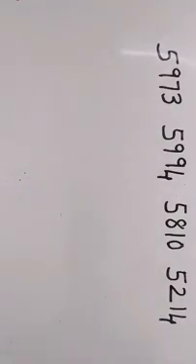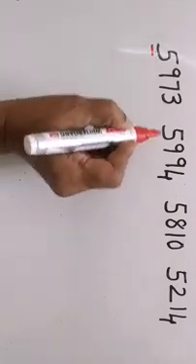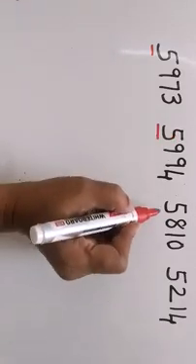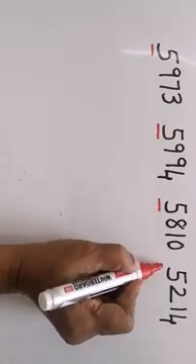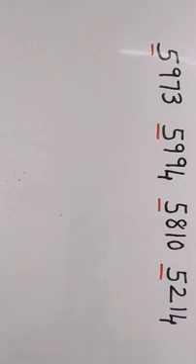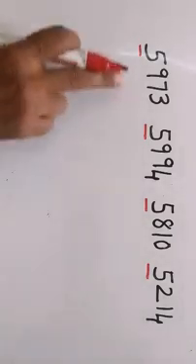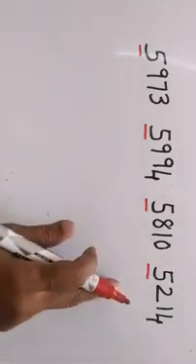Now children, just look here. We start from the highest place value. Which is the highest place value, children? 1000. Now here in the thousands place I am having 5. In the second number also I am having 5. Third number also 5. And fourth number is also 5. Right? So I am having the same place value in all the 4 numbers.